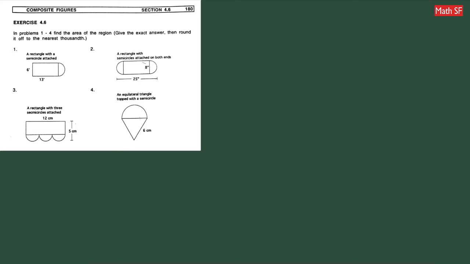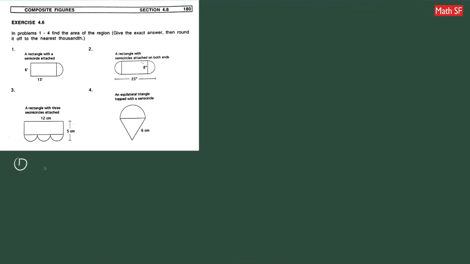So I'm gonna start doing problem number 1. In problem number 1, they're asking you to find the area of the region, give the exact answer, and then round it off to the nearest thousandth. So I'm gonna graph what I have there. Seems like this figure is gonna be composed of a rectangle and a semicircle.